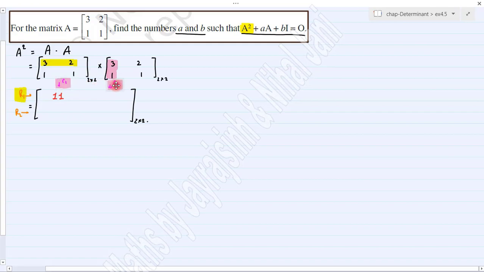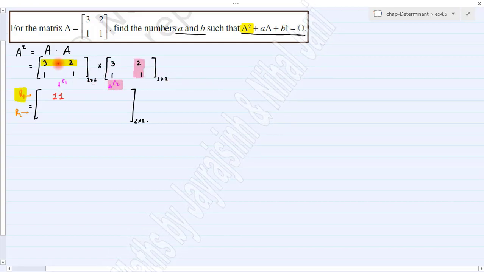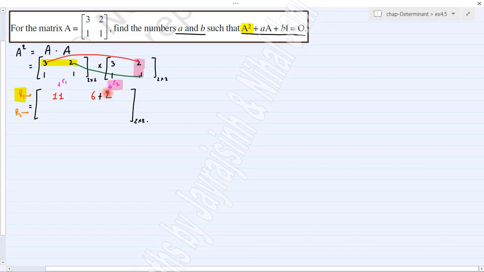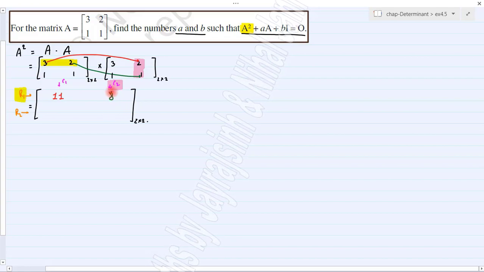Then the next element is in second column. So multiply respective terms. 3 2s are 6 plus 2 1s are 2. Or we can say 6 plus 2 will give us 8.